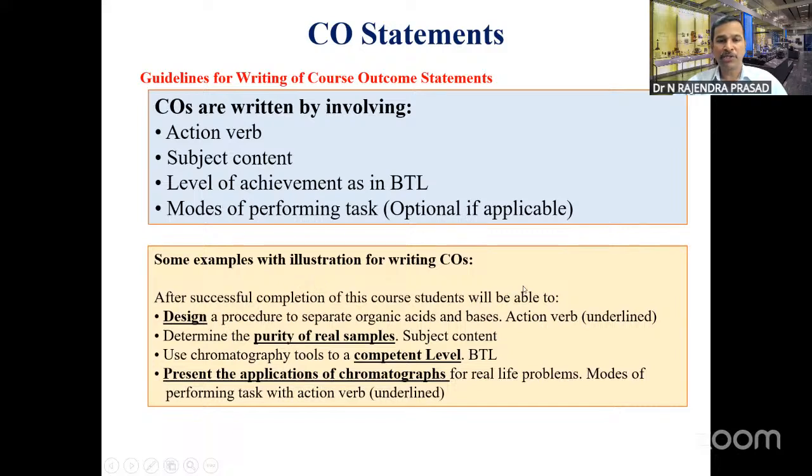Okay, I have given an instance here for a CO. See, this is the first statement. This is a common statement. These are 1, 2, 3, 4 COs for a particular course. Say, for example, I have written these course outcome statements for a course on separation techniques in chemistry. Separation techniques is the title of the course. This course is for the MSc chemistry program. And this course has 4 course outcomes. What are those? These are.